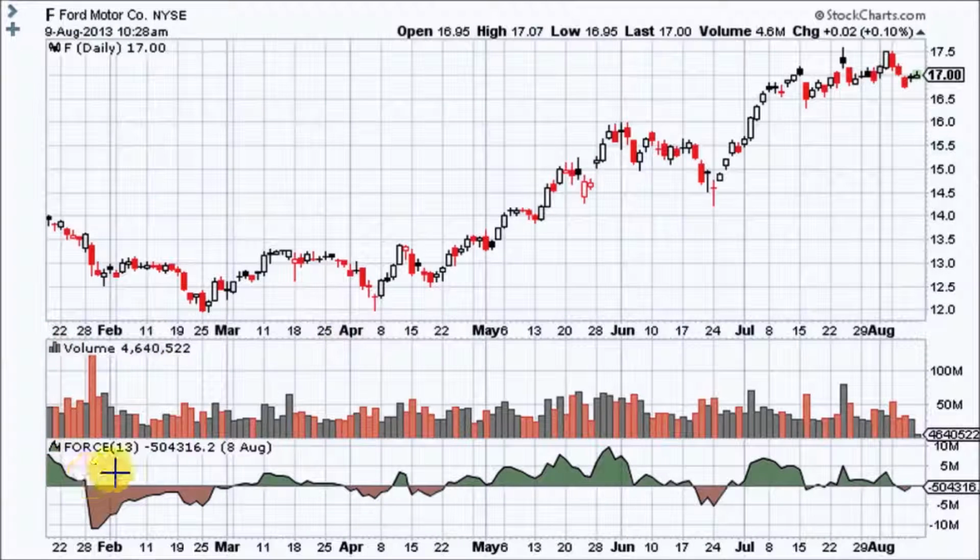We are using the 13 force index, which is the standard setting, and the reading is minus 504,316.2, right there. Okay, the force index is pretty much unbounded. Each stock is going to have different high and low readings because it's all about volume and how big the volume is and how powerful the force of the move is down on big volume. Now remember, it combines price and volume to assess the power behind a move.